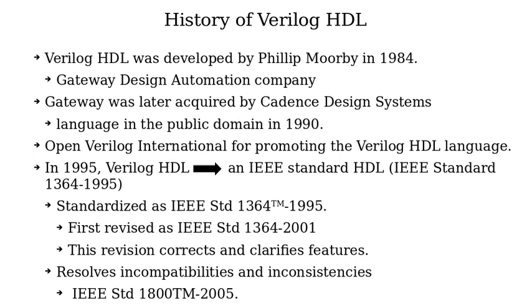In 1995, Verilog HDL was made an IEEE standard, 1364. It was first revised as IEEE standard 1364 in 2001. This revision corrects and clarifies various features. It also resolves incompatibilities and inconsistencies, and was later incorporated under IEEE standard 1800 in 2005.